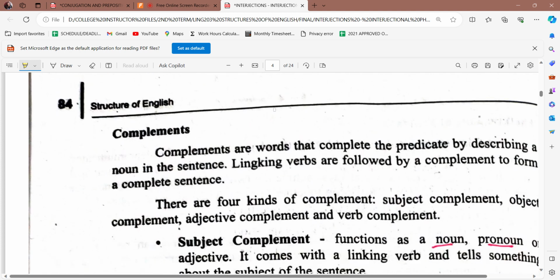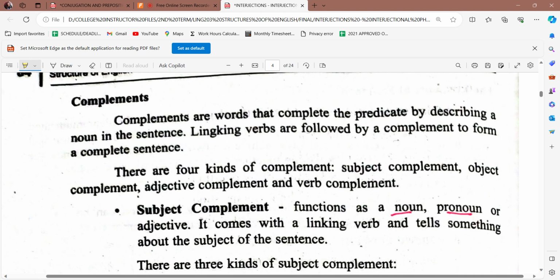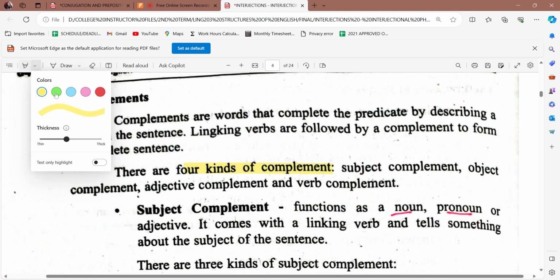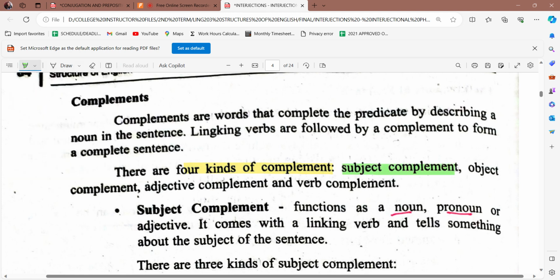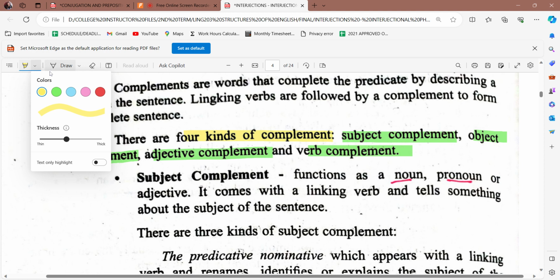So now, let's go to complements. Complements are words that complete the predicate by describing a noun in the sentence. Linking verbs are followed by a complement to form a complete sentence. There are four kinds of complement: the subject complement, object complement, adjective complement, and verb complement.